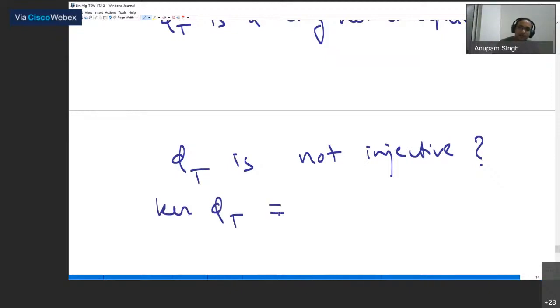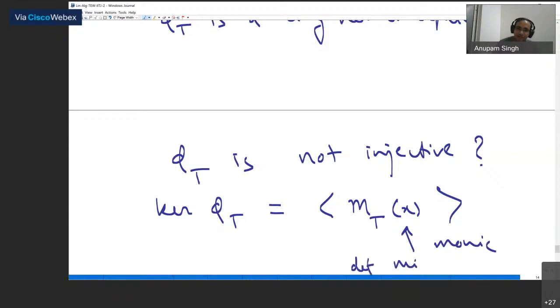It must be non-trivial, and since it is an ideal in the polynomial ring, it will be generated by some polynomial. That polynomial we call the minimal polynomial of T. This is taken to be monic, and this is what is called the minimal polynomial. I mean, this is the definition, in a way, of the minimal polynomial.